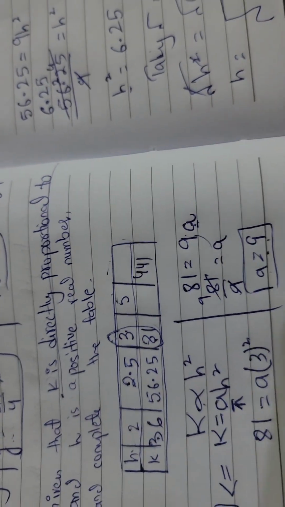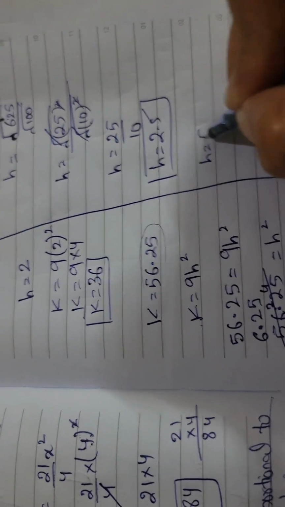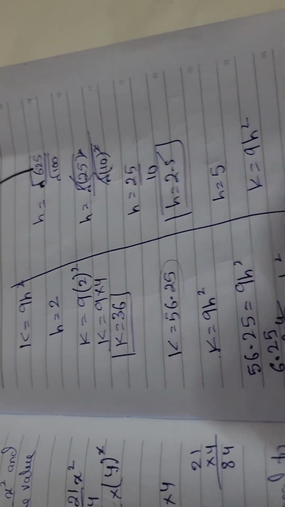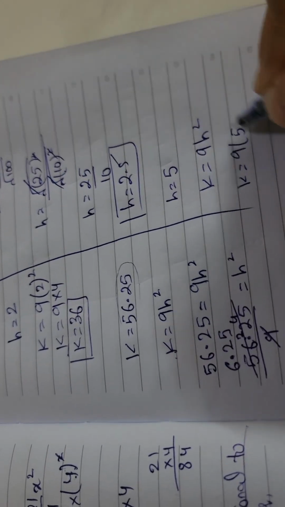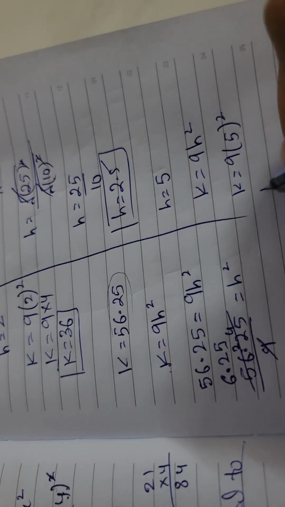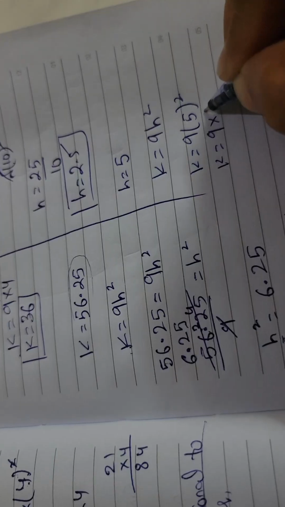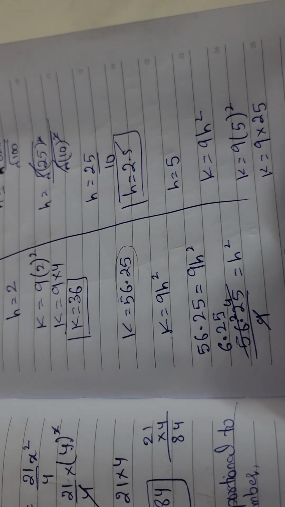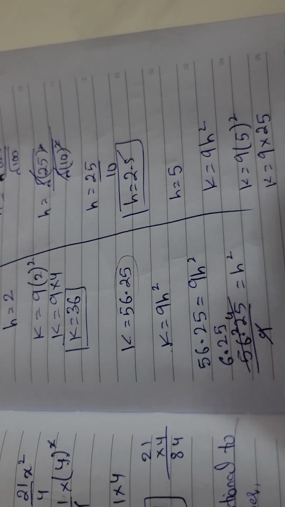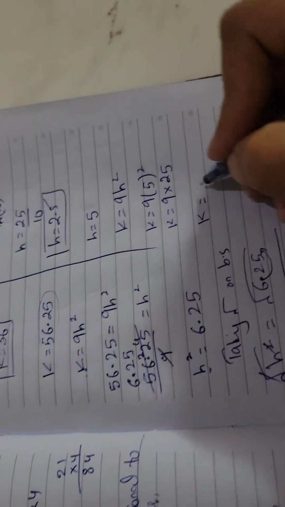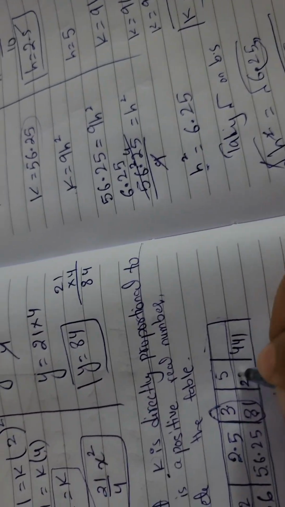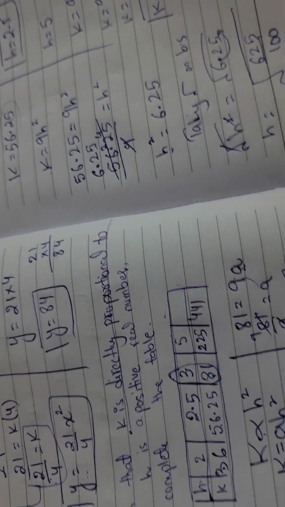Two remaining values over here that we have to find. When h is equals to 5, using the same connecting equation, k is equals to 9h square, and k is equals to 9 into 5 square. 5 square is 25, so 9 multiplied by 25 over here. Okay, and this will be k is equals to 225.